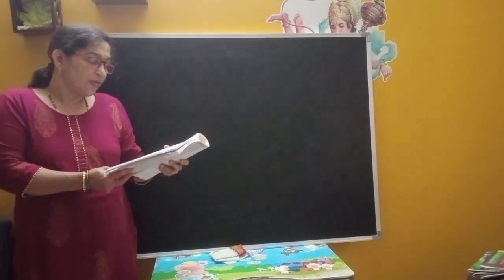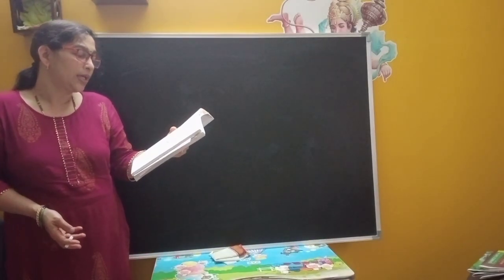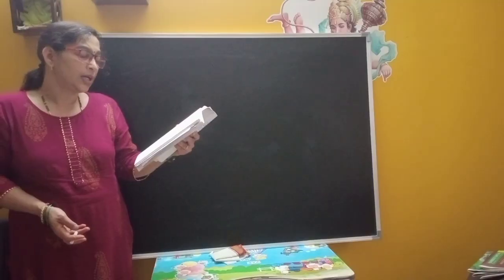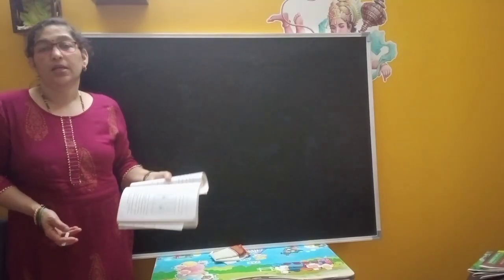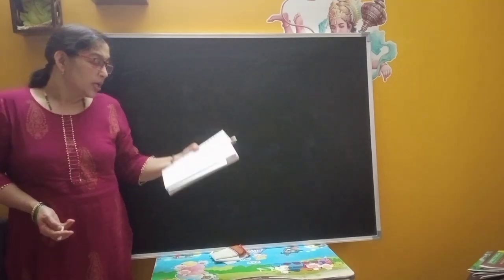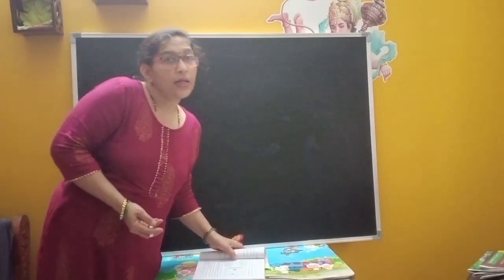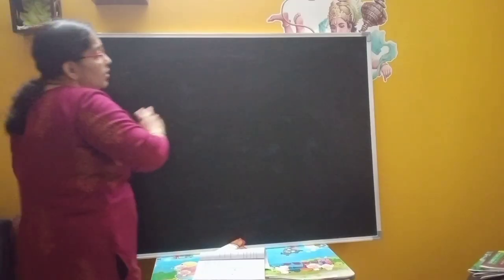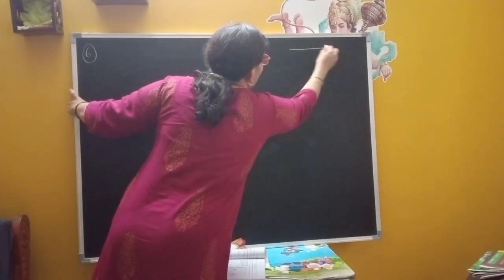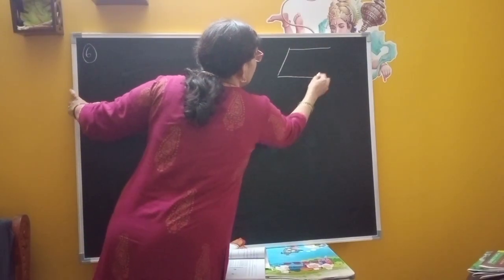If (1, 2), (4, y), (x, 6) and (3, 5) are the vertices of a parallelogram taken in order, find x and y. Okay, so let us consider the points as A, B, C, D, the vertices of a parallelogram. So problem number 6. Let us draw a sketch of a parallelogram.